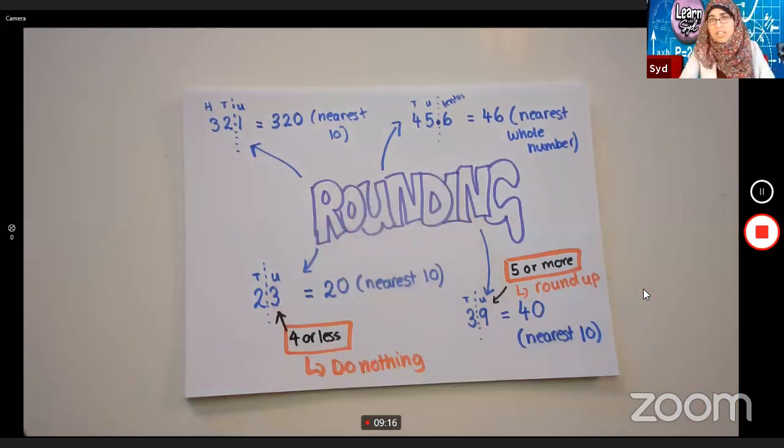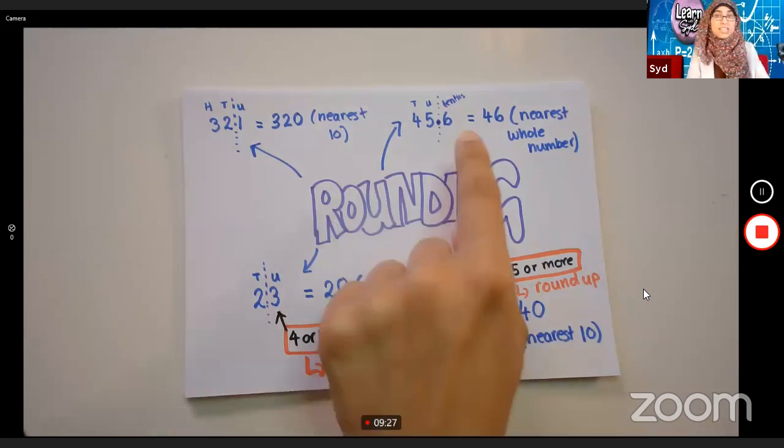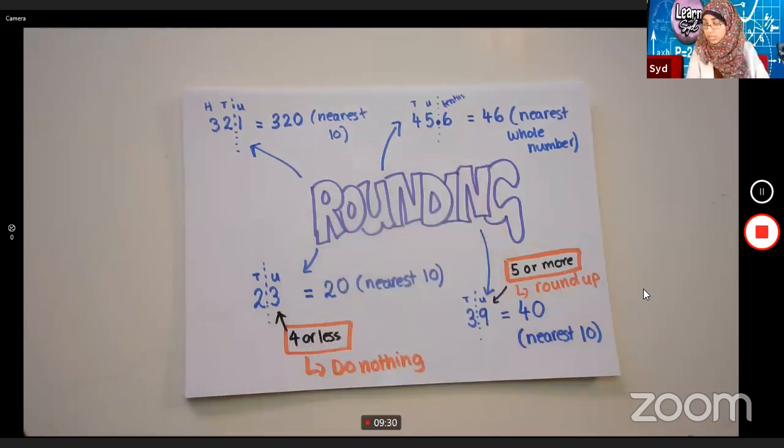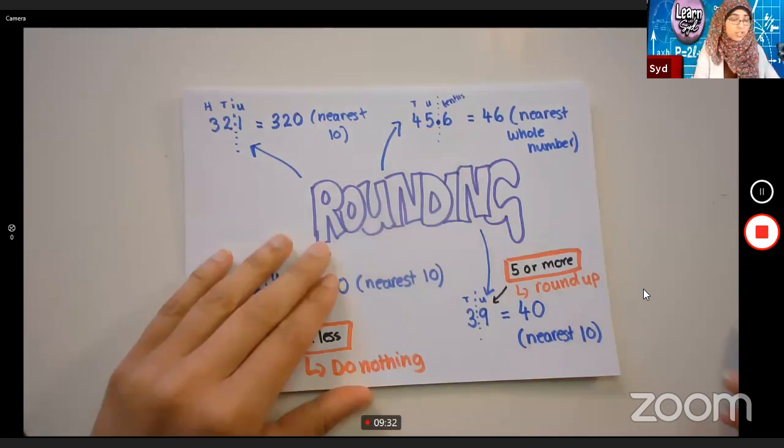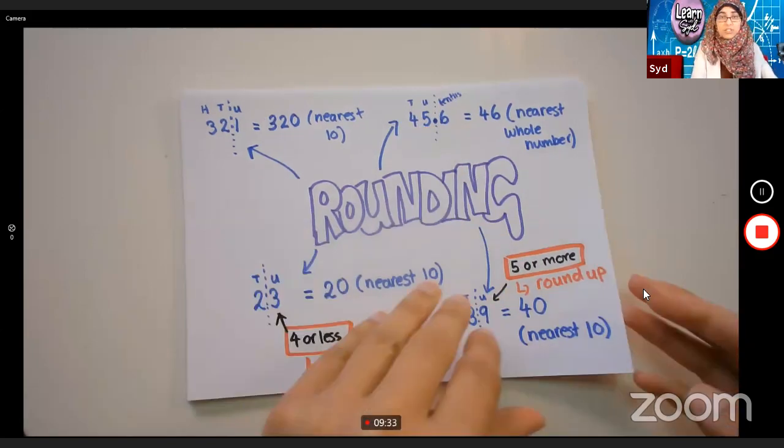So that's how rounding works. And once you get the hang of it, it is not difficult at all. You're able to do lots of different questions and you're able to round up or keep the number the same by just looking at the next digit that you need to look at. Right, so let's do some more questions and see how you guys do.